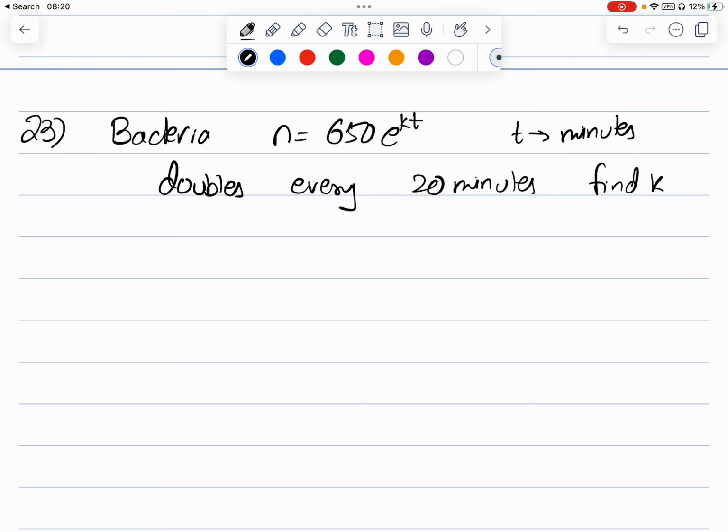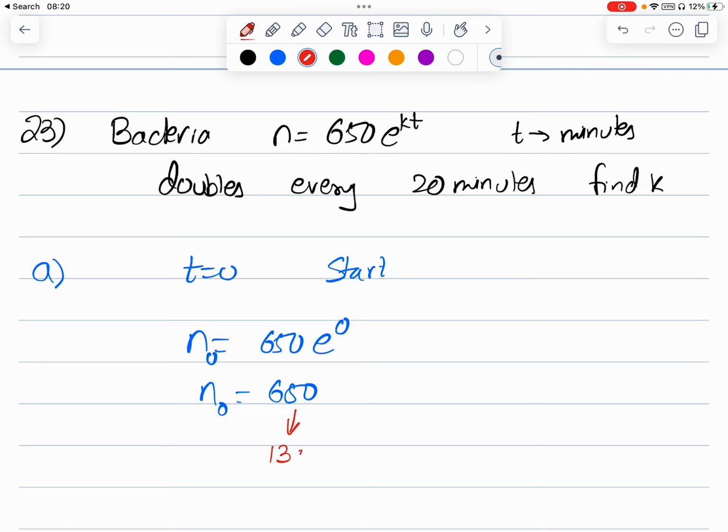So it doubles every 20 minutes, and the time taken is 20 minutes over here. So n becomes 2, because it becomes 2 in 20 minutes. If I take its starting value as 650, how should I do this? Let me do it slowly. At t equals 0, it will be the starting one. So n equals 650 times e to the power of 0. So the starting one is n naught, which is 650. Now it doubles in 20 minutes, so it becomes 1300. 650 times 2 is 1300.